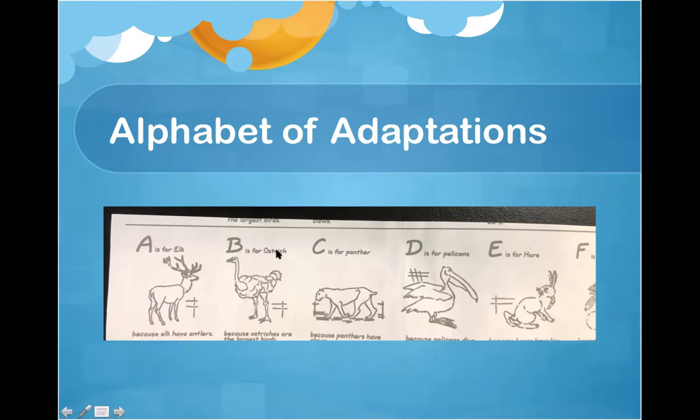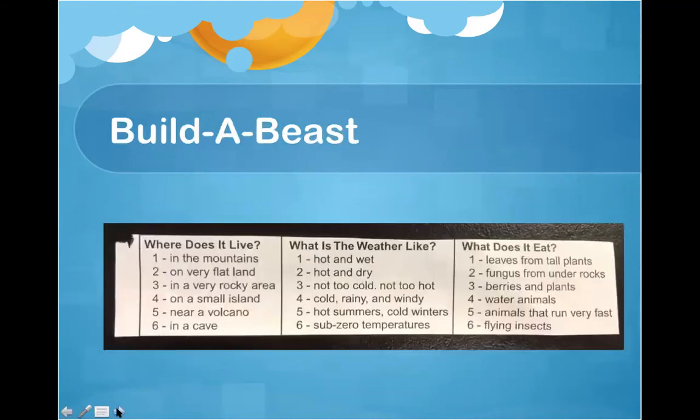B is for ostrich, meaning because ostriches are the largest birds, and so on. So C is for panther, because panthers have claws. As you go through this, you're welcome to color it, you're welcome to fold it into a little tiny book, but just read through it and become familiar with those adaptations. That'll help you with our assignment today.